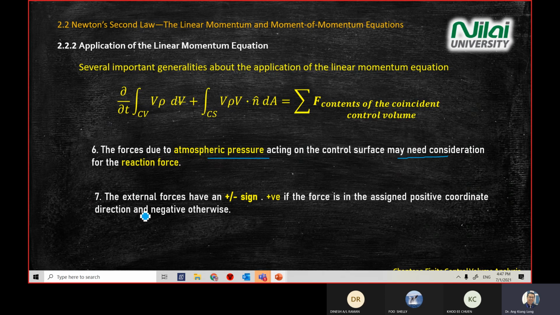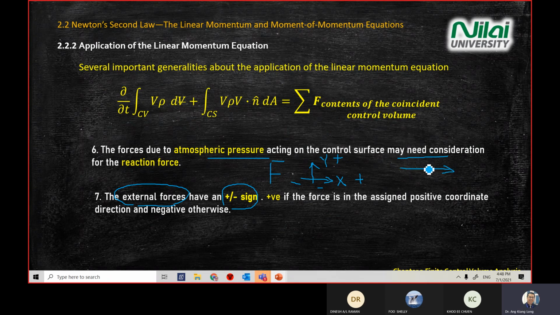The external forces, the F, will have a positive and negative sign. These forces refer to your reference axis, X and Y. If the force is along the x-axis, positive. If the force is going up, it's positive. If the force is going to the left, then negative. The force going down, negative. For this axis, you need to look at the diagram.